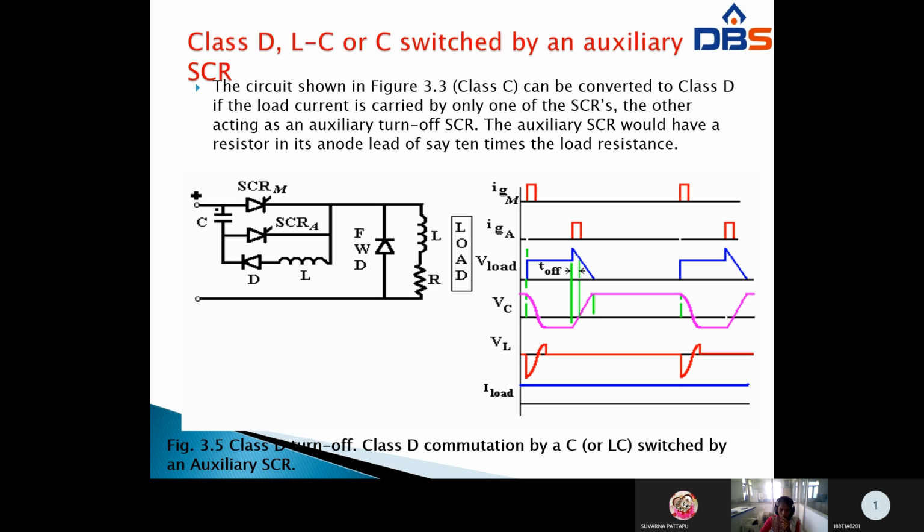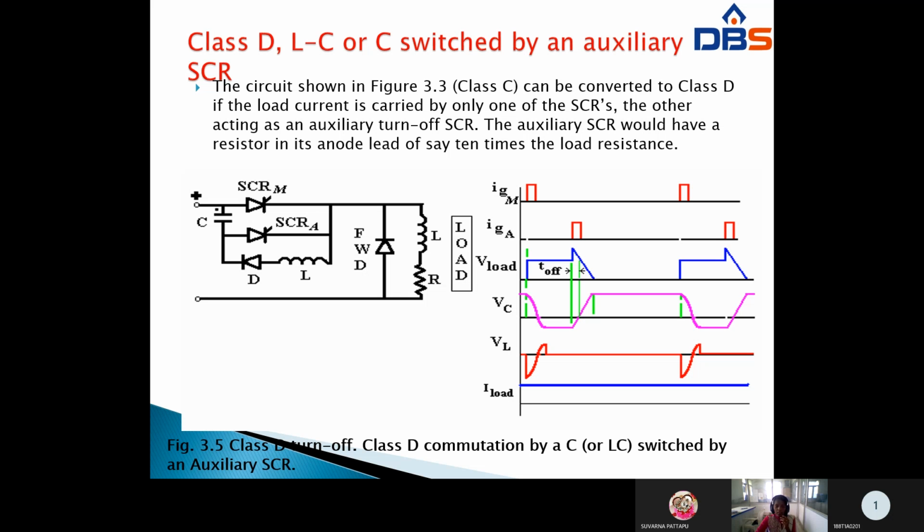So the circuit is shown in the figure. This figure shows how class C can be converted to class D, if the load current is carried by only one of the SCRs. The other is acting as an auxiliary turn off SCR. So the auxiliary SCR would have a resistor in its anode lead of, say, 10 times the load resistance. So class C will be converted to class D.